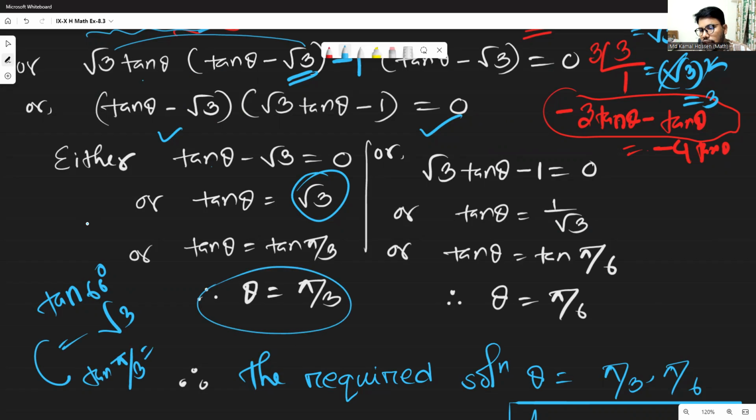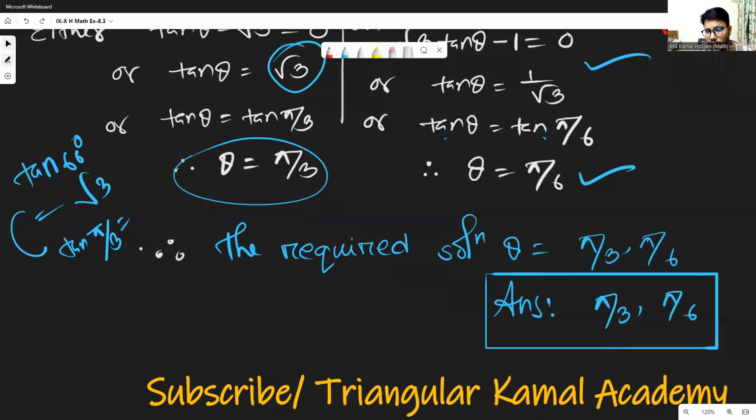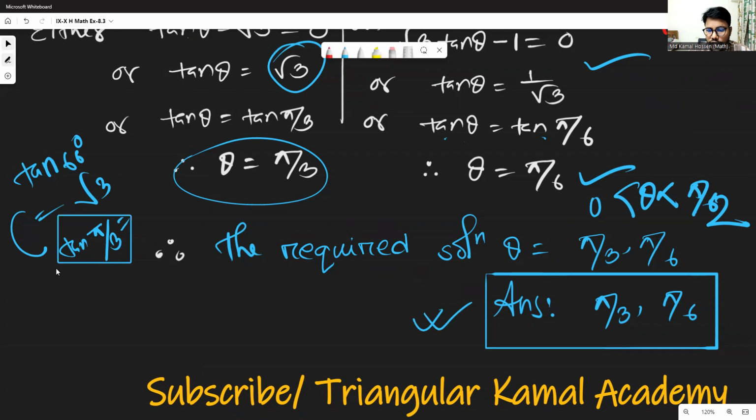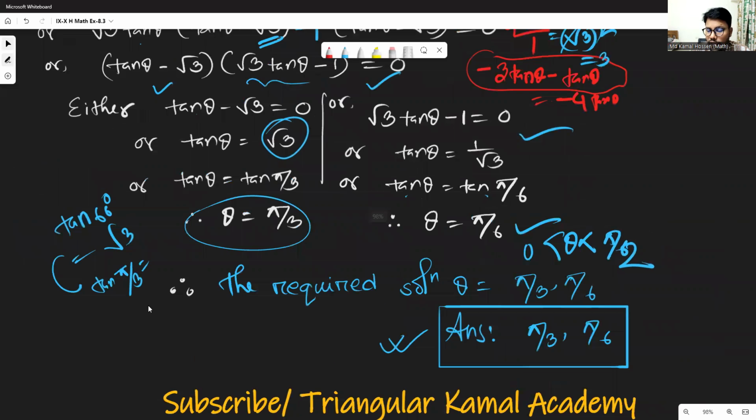Now if we consider the second factor, shifting 1 to the right side, 1 by root over 3 means tan 30 degree. So eliminating tan from both sides, theta is pi by 6. And here both values are acceptable. Pi by 3 and pi by 6, both are acceptable values, and they also stay in the limit pi by 6 to pi by 2. Pi by 2 is greater or also positive. That's why both values are acceptable here. So, dear students, this is up to last.